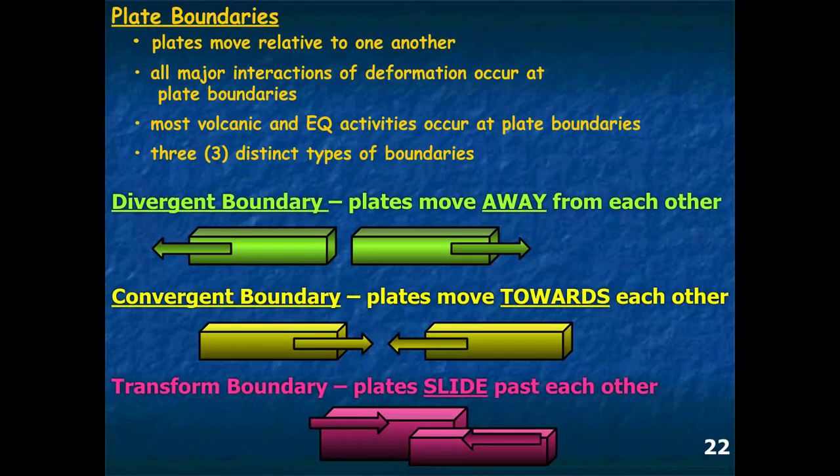So when we look at plate boundaries, plates move relative to one another. All the major interactions along the plate boundaries create various deformation, which creates specific types of landforms. As we mentioned several times now, along the plate boundary is where most volcanic and earthquake activity occurs. Now, there are 3 distinct types of plate boundaries. There's actually 4 types. We're going to cover 3 types in this discussion.